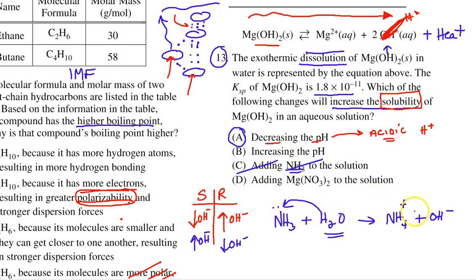You should be aware of this reaction. Now, adding magnesium nitrate to the solution has absolutely no effect because it's a solid. We measure the spontaneity by Q versus K.